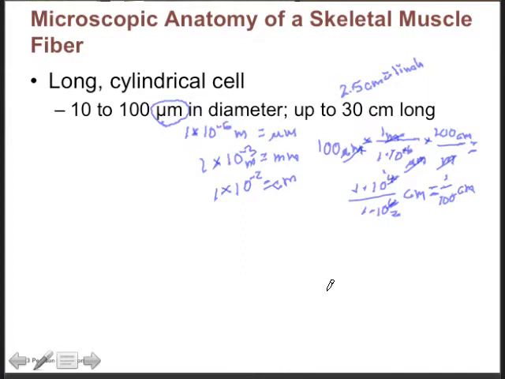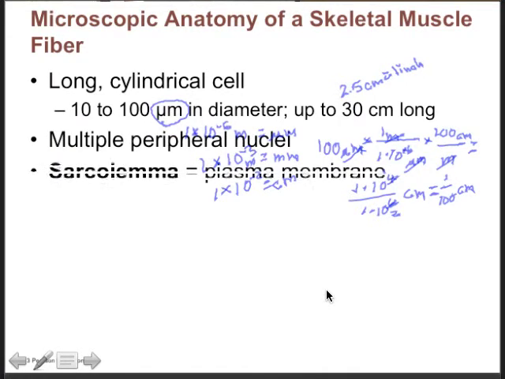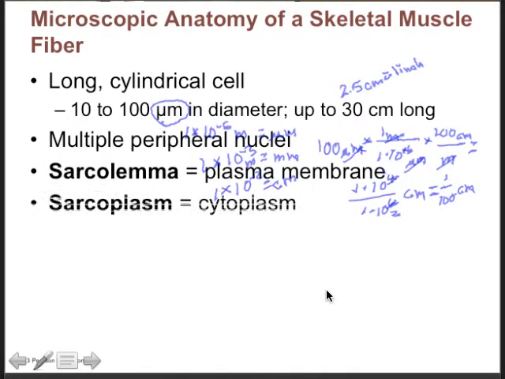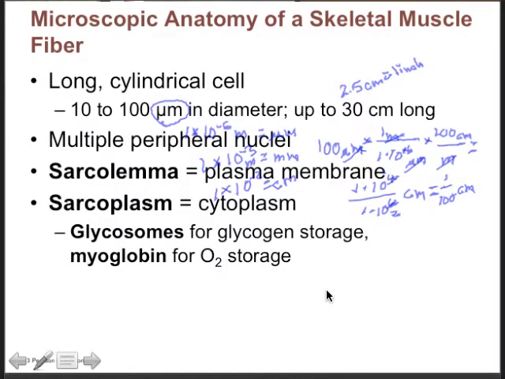They have multiple peripheral nuclei. They're surrounded by a plasma membrane that's called the sarcolemma, and they're filled with a semi-solid liquid which contains proteins and ions and waste products and fuel, and also a bunch of organelles we learned about in the cell chapter, and that's the cytoplasm of the muscle cell, called the sarcoplasm. You'll also find glycosomes, which are there for glycogen storage. Glycogen is simply a sugar polymer that serves as an energy storehouse for the muscle cell, and then myoglobin, which is present for oxygen storage.